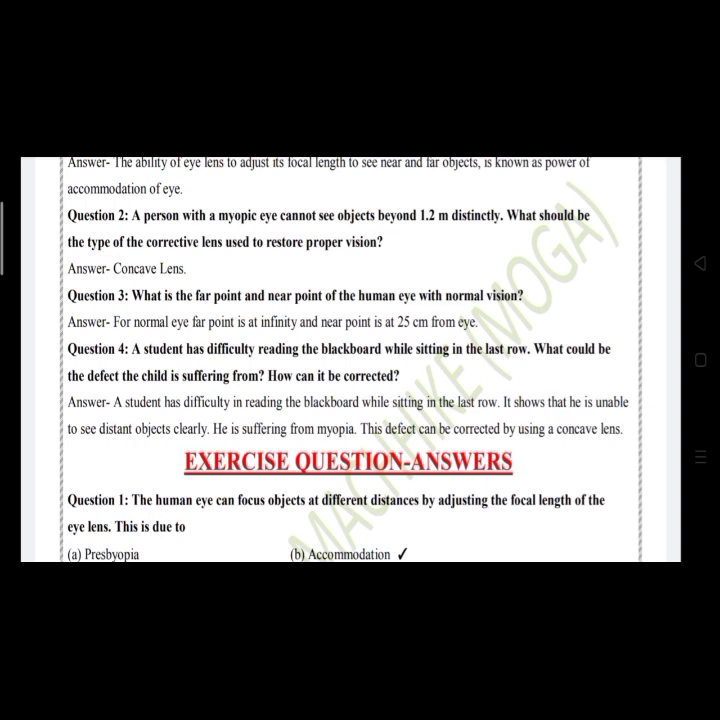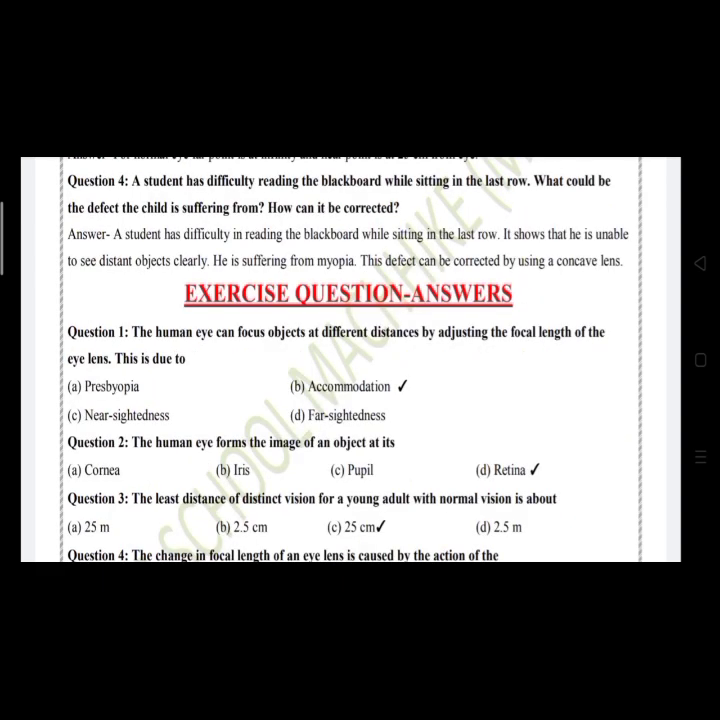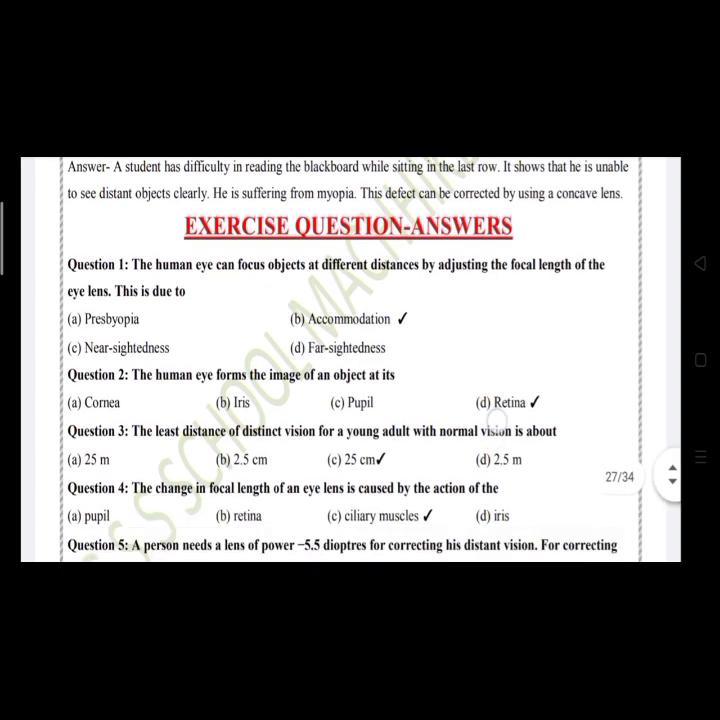So well students, now we discuss exercise question answer. Our first question is the human eye can focus objects at different distance by adjusting the focal length of the eye lens. This is due to accommodation.